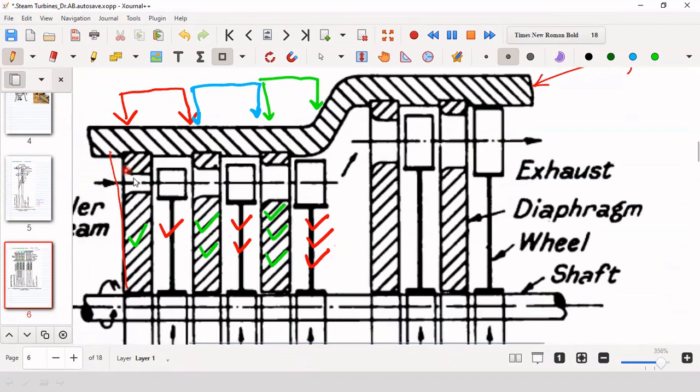So these are basically convergent nozzles. For a convergent nozzle, as we know, the maximum exit velocity can be equal to only the sonic velocity, that is for Mach number 1. So that is one condition that you have to keep in mind, that it is a convergent nozzle.